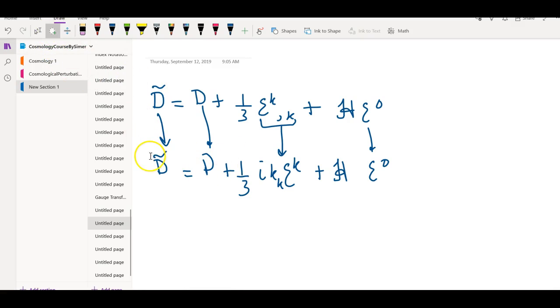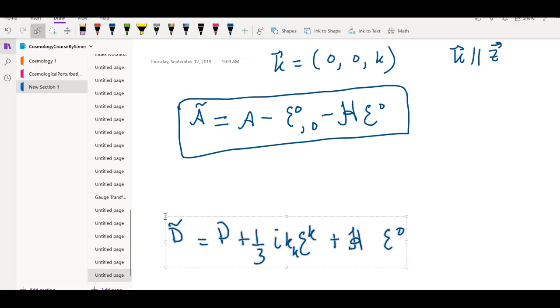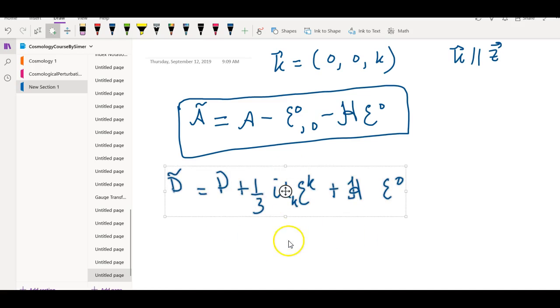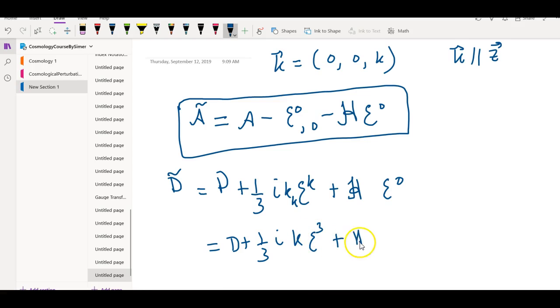D would transform as D plus 1 by 3. When you contract on k, only the k3 component will survive. So this will be k psi 3 plus h xi 0.